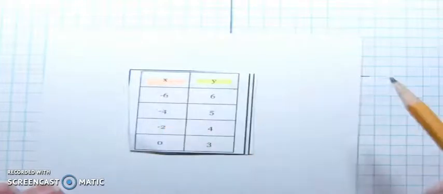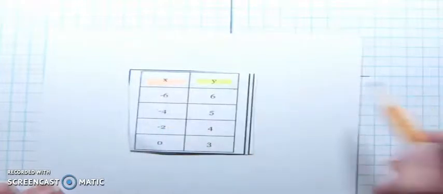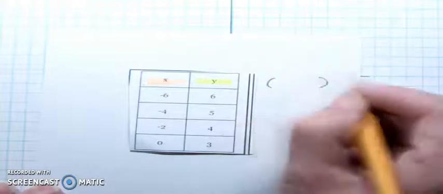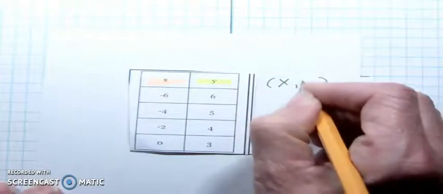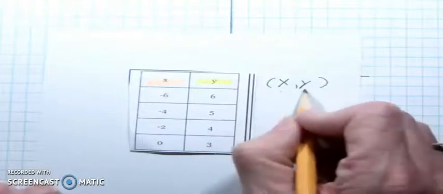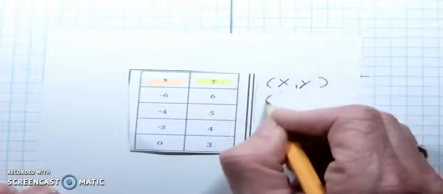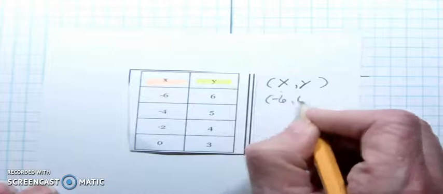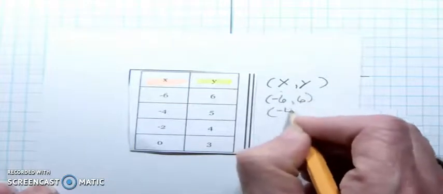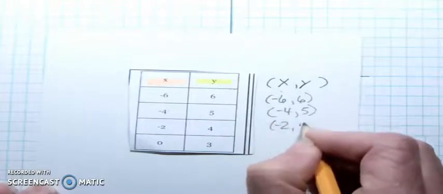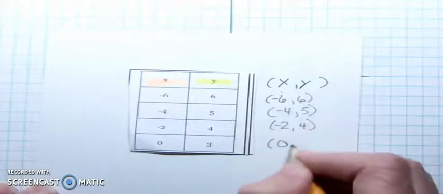Well, one thing to remember is when you have x and y values on a table, what you really have are ordered pairs. And ordered pairs look like this, x and y values. Your x value is your first value and your y is your second one. So if we write these as ordered pairs, we would have -6, 6; -4, 5; -2, 4; and 0, 3.